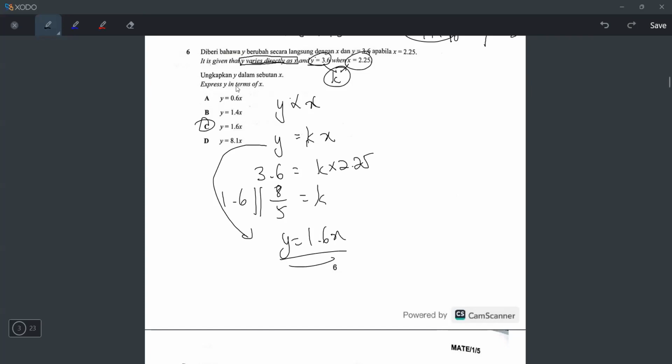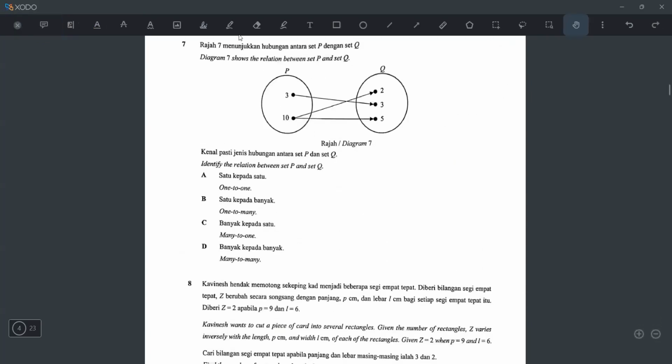Okay, for example, maybe they won't ask for this. They will say, find y when x equals 7. Then you have to keep going. You have to replace the x with 7 like that. So repeat the steps again. Write the variation, and then change it to an equation, but add k, and then find k, and then rewrite, and then see what the question wants. Okay, very easy. Very easy. I don't want to waste too much time.